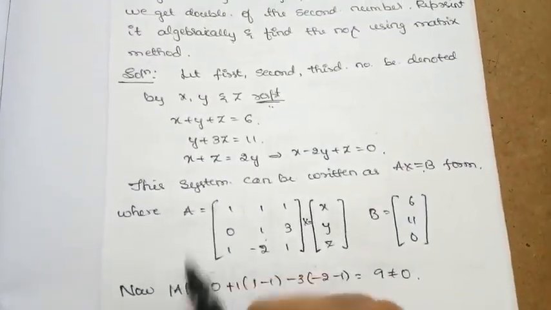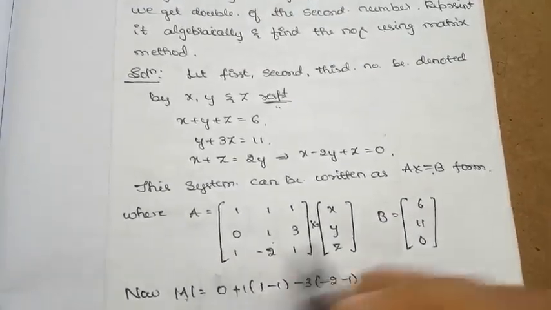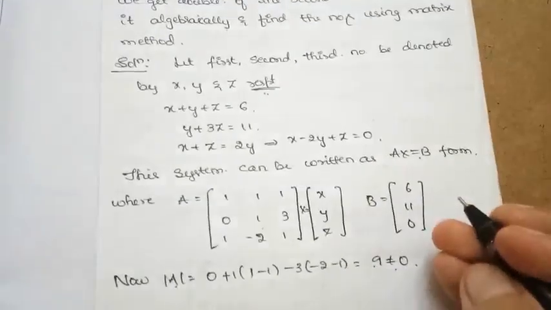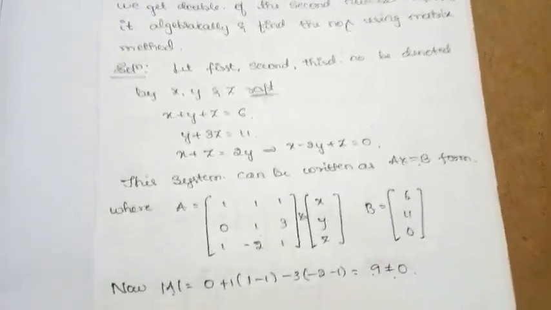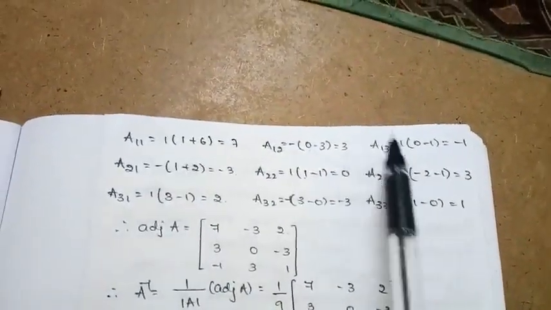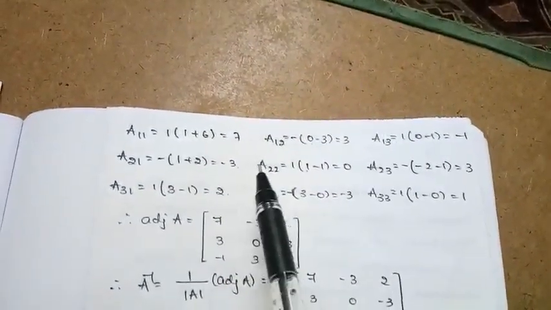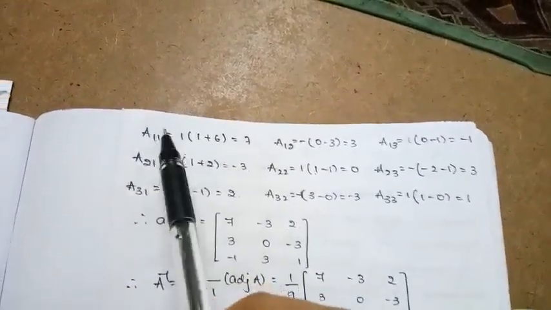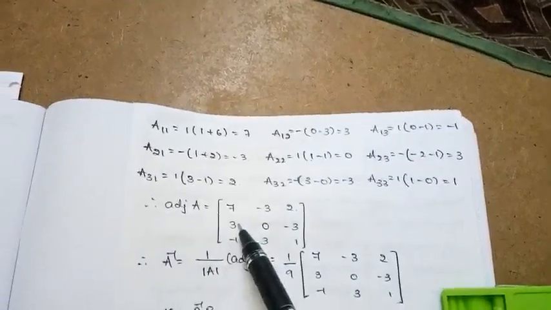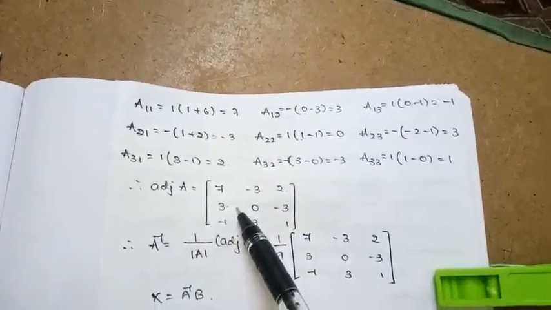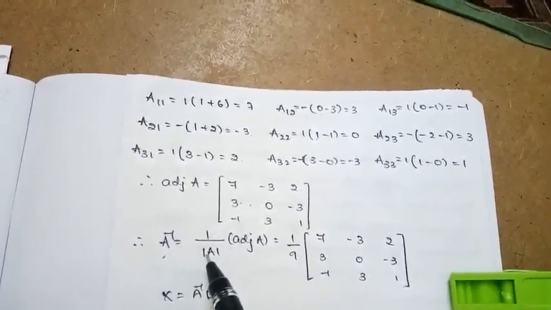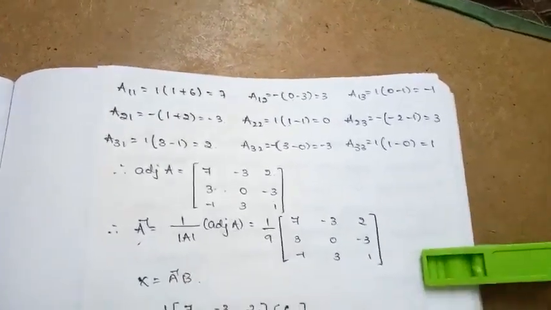After that I found the determinant value of A, which is equal to 9, not equal to 0. So matrix A is a non-singular matrix, and the inverse exists. Later I found the cofactors of this matrix, and after that the adjoint. After getting the adjoint I found A inverse, which is equal to 1 divided by the determinant value of A into adjoint A.